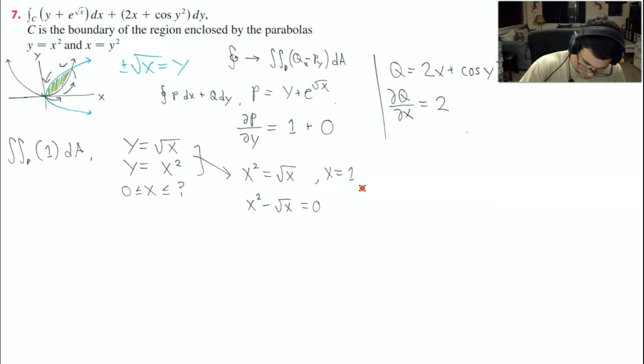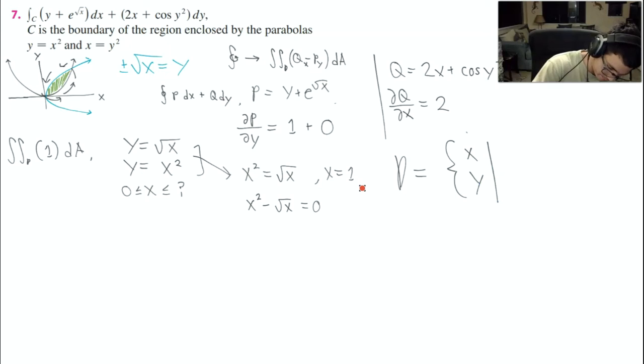So we do know that our domain, for x, goes from 0 to 1. For y, we will describe that in a second.